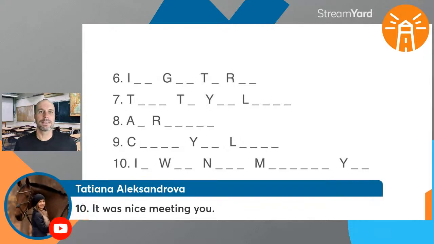Very good, Tatiana. So again, this is something you only say one time. It was nice meeting you. The first time we meet them, we say this at the end of that first conversation. It was nice meeting you, Tatiana. It was nice meeting you, Anna. And then the next time we can say it was nice seeing you.